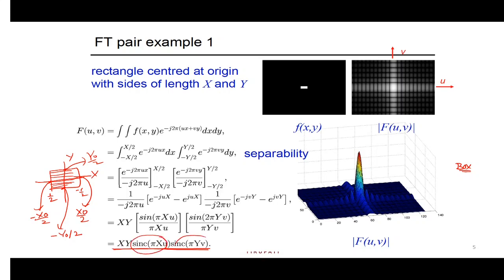In the earlier case, when X0 and Y0 are equal to 1, you would get sinc of kx into sinc of ky. Now you would have scaled sinc functions here. So I want you to work it out yourself and cross-check your results.